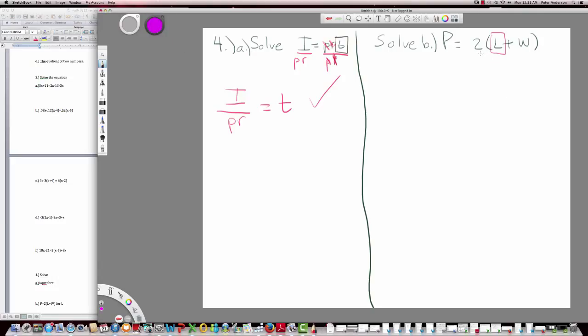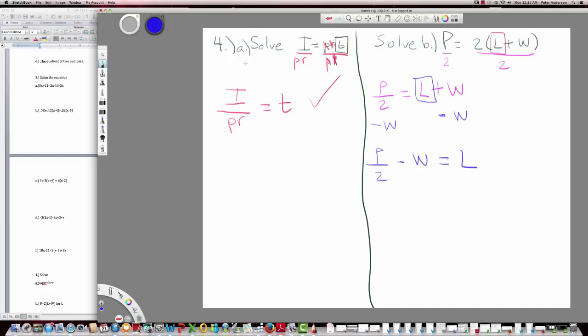The first move I actually want to do is divide through by 2. And if that bothers you, don't let it, because your distribution is multiplication. So the opposite of multiplication is division. Keep in mind that you can always do this. I'm going to be left with L plus W. Now, again, I'm trying to get L by itself, so the next move is to subtract W. So I'm left with P over 2 minus W equals L. And that's basically it. That's my answer.